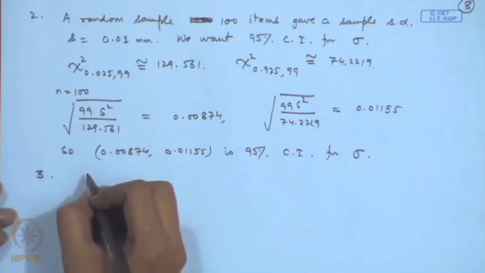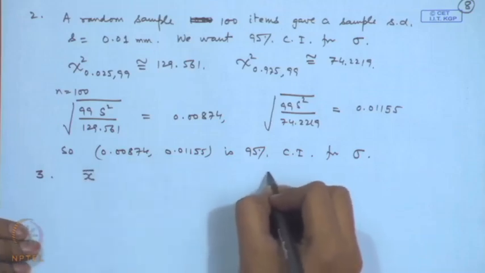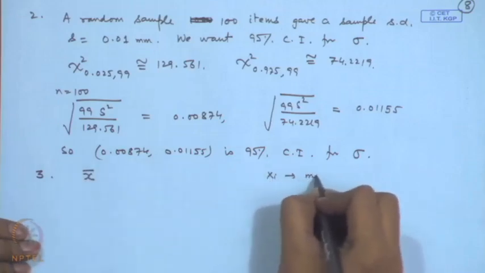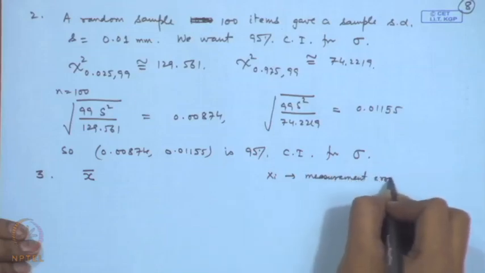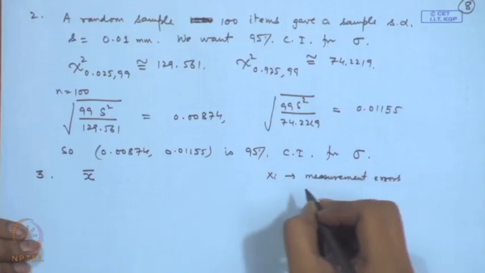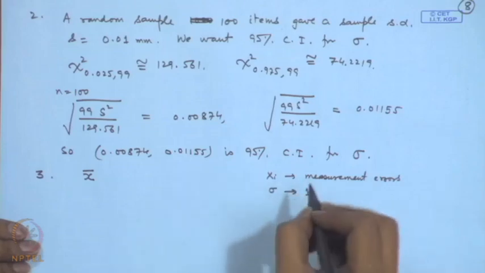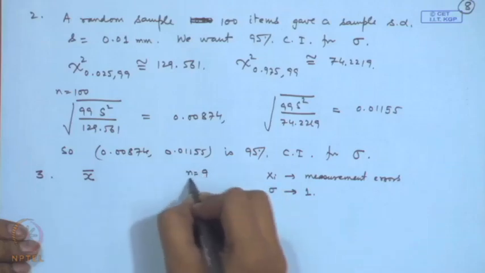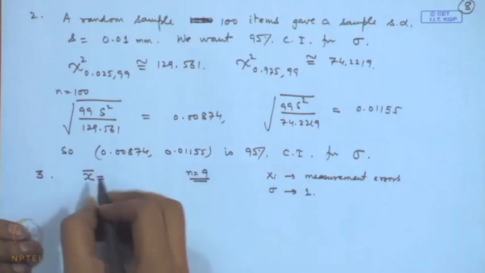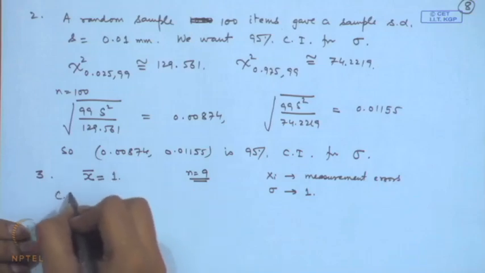Let us consider another problem here. X bar, where the x i's are the measurement errors, and the precision in measuring the errors turns out to be 1. A random sample of 9 observations gives us x bar equal to 1. We want the confidence interval for mu.